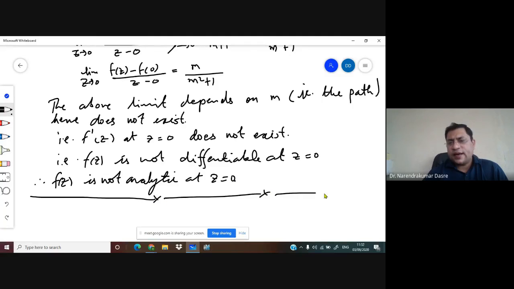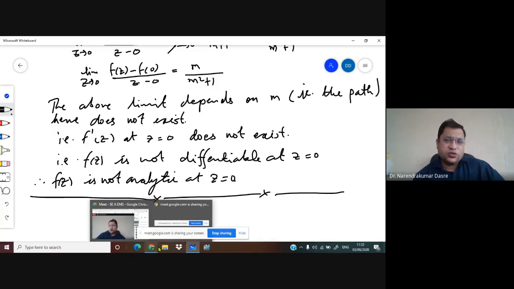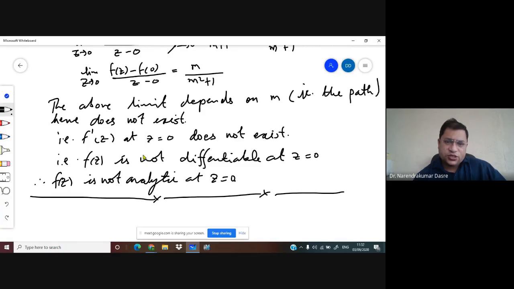So the condition is that it has to be differentiable, then only it will be analytic. This was only a point where we had to test, and that's why we tested whether the derivative exists or not. The derivative at this point does not exist, and hence it is not going to be an analytic function.